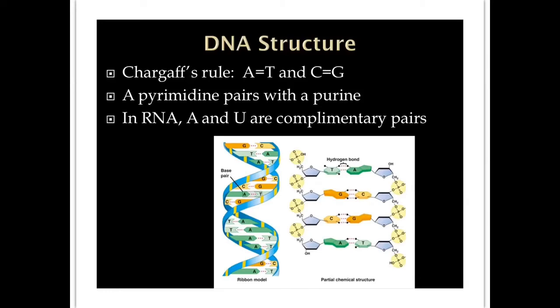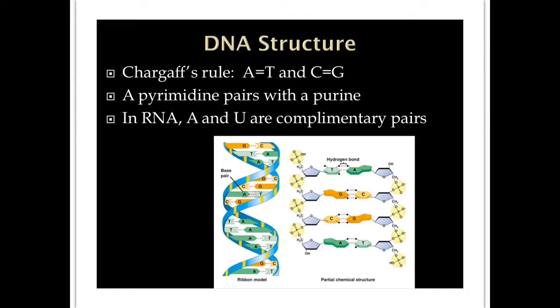Another scientist that contributed to the discovery of the DNA structure was Chargaff. When he studied the structure of DNA, he noticed that the amount of A bases, or adenine, always matched the amount of T bases, and the amount of cytosine, C, always matched the amount of G, or guanine, bases. So from there, they figured out that in the DNA double helix, A always pairs with T and C always pairs with G.